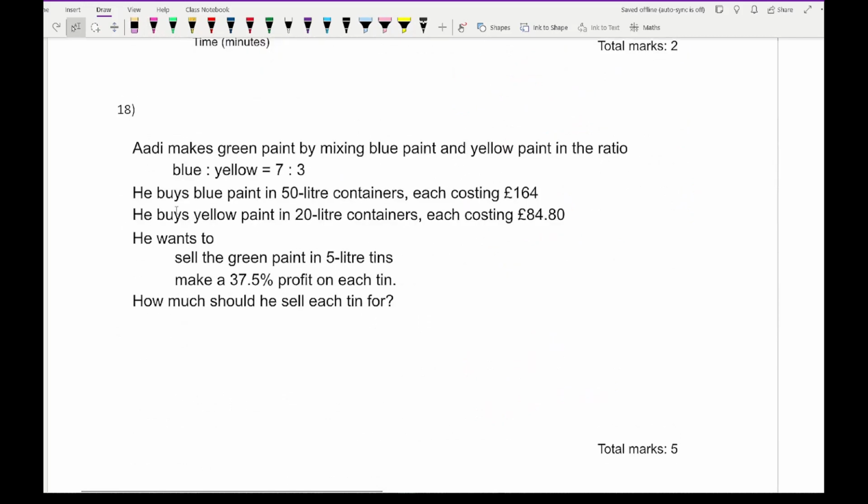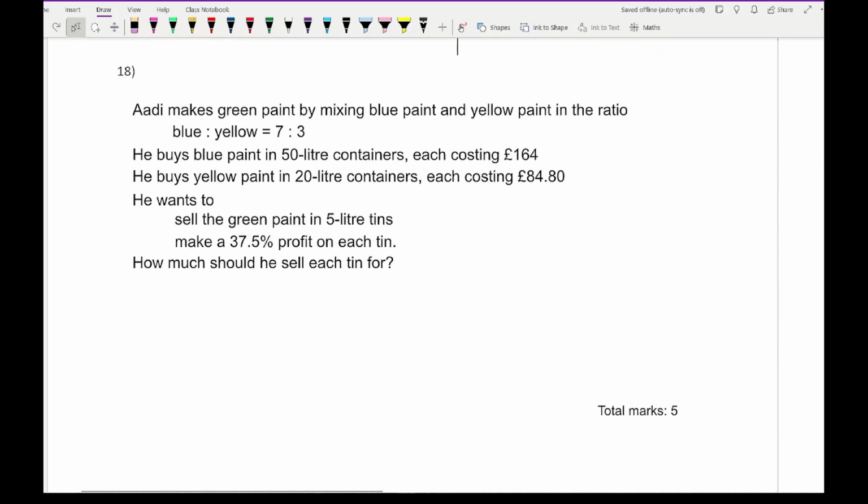Moving on to question 18. Now this one I would say is probably one of the harder questions on the paper. It says Andy makes green paint by mixing blue paint and yellow paint in the ratio of blue to yellow of 7:3. He buys blue paint in 50-litre containers costing £164. He buys yellow paint in 20-litre containers costing £84.80. He wants to sell green paint in 5-litre tins, and he wants to make a 37.5% profit on each tin. How much should he sell each tin for?